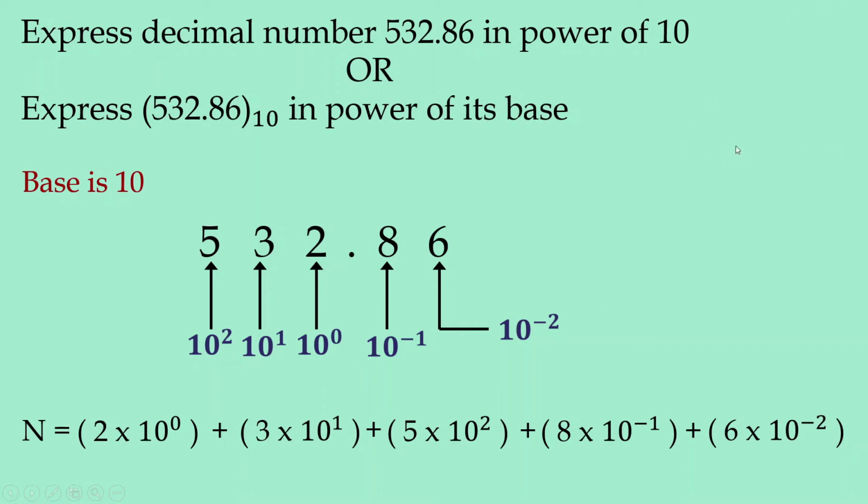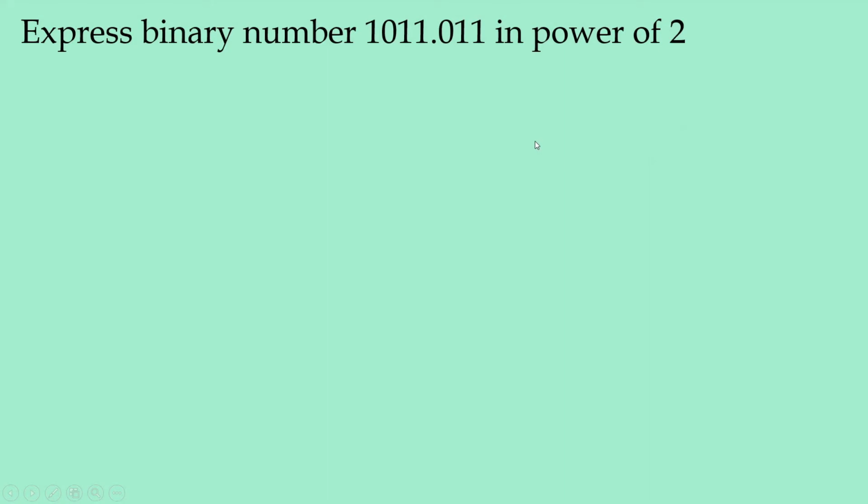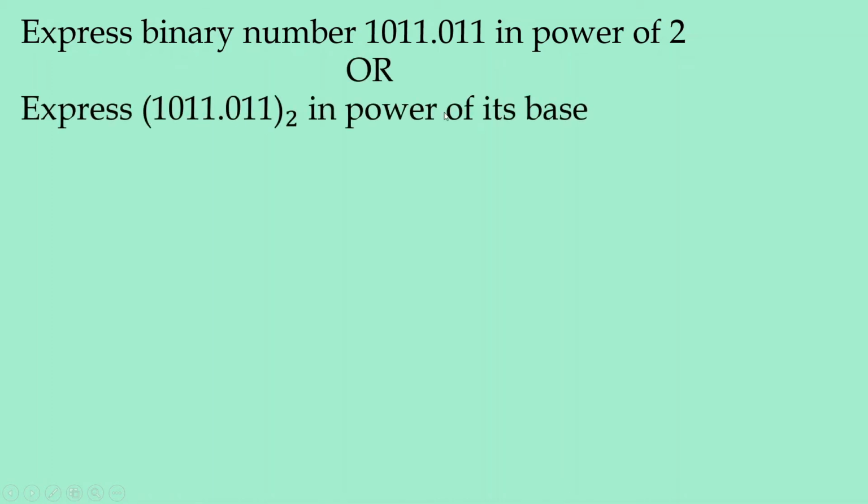Now let's see another example. Suppose we have to express binary number 1011.011 in power of 2, or express in power of its base. It is easily understood that it is a binary number system, as only 0 and 1 are used to represent a number. So base of this is 2. Let's write it down in the example.